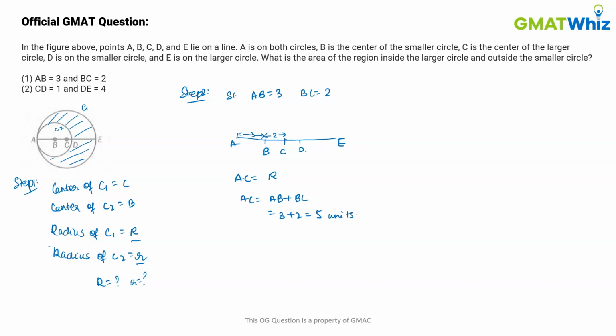So we now have the value of capital R, but we need to know the value of small r also. That is, we need to know the length AB or BD. But we know AB is equal to the radius of the smaller circle. So AB is also equal to 3 units. Now that we have both capital R and small r, it is possible for us to find the area of the region inside the larger circle and outside the smaller circle using the formula for the area of a circle, which is pi times radius squared.